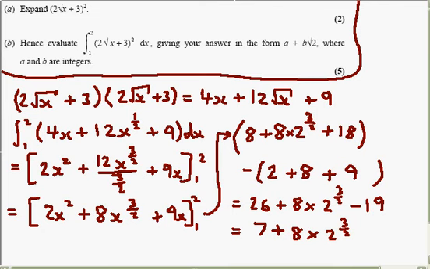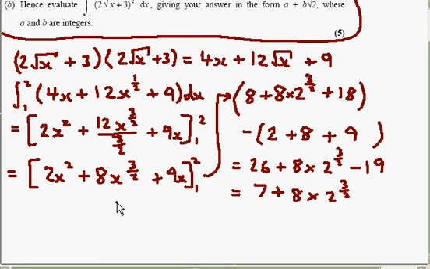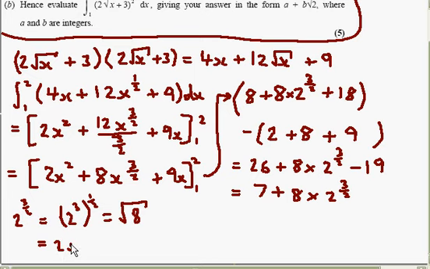Now let's have a look at this 2 to the 3 halves. Just as an aside for a moment, 2 to the 3 halves is equal to 2 cubed to the half. So that's the square root of 8, effectively, because 2 to the 3 is 8, 8 to the half is square root of 8. Now root 8 is equal to 2 root 2.